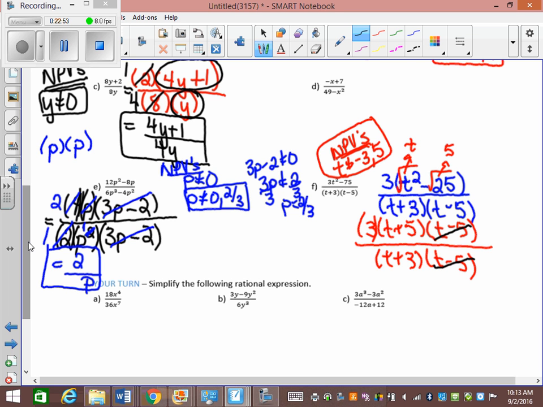Now, people want to cross off these t's. Can you do that? People want to cross off these 3s. Can you do that? t plus 5, anything that's in its own bracket is only going anywhere if there's another bracket on the bottom that matches it. If there's not a twin to that bracket, you're not doing anything with it when it's got a plus or minus sign. So it's a t plus 5. There's no t plus 5 on the bottom, so it's staying. There's a t plus 3. There's no t plus 3 on the top. It's staying, right? And the only thing you have left is the 3. So that's as good as it gets. Don't try and make it better. 3 times t plus 5 over t plus 3.